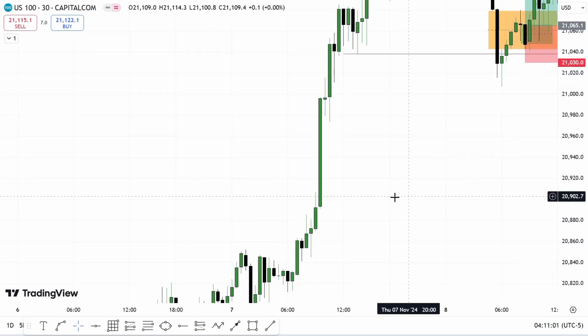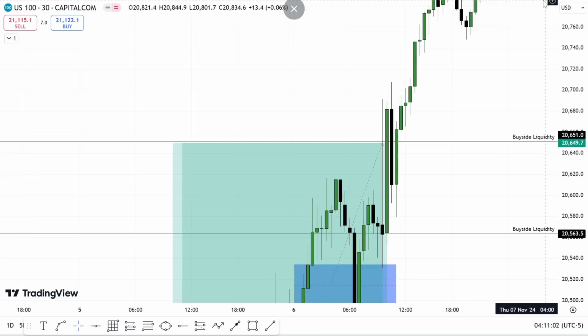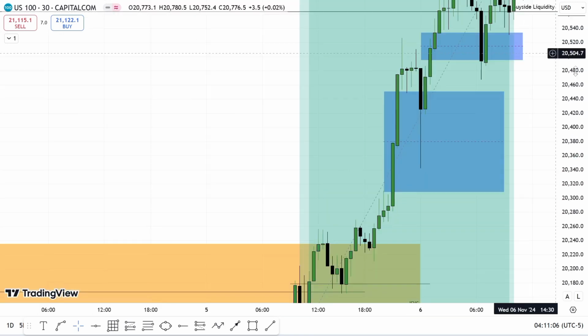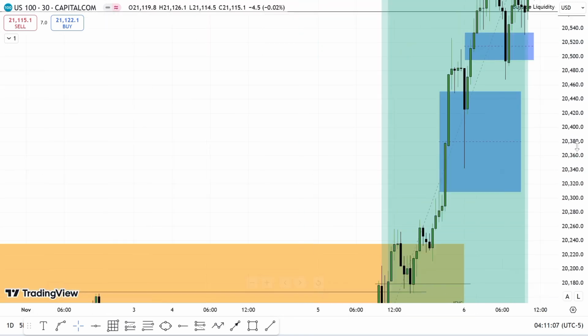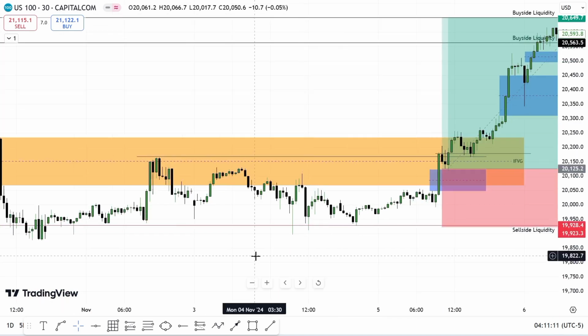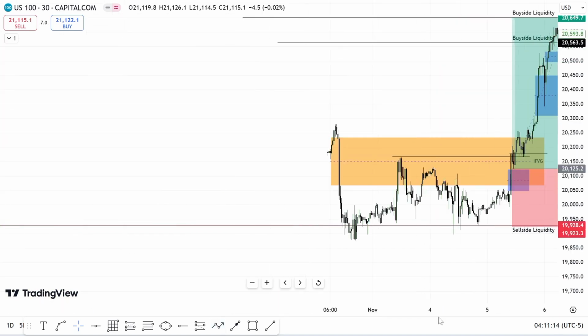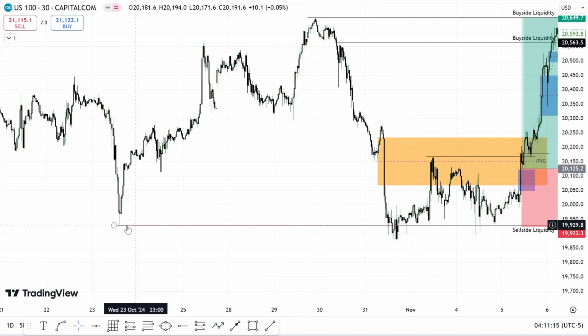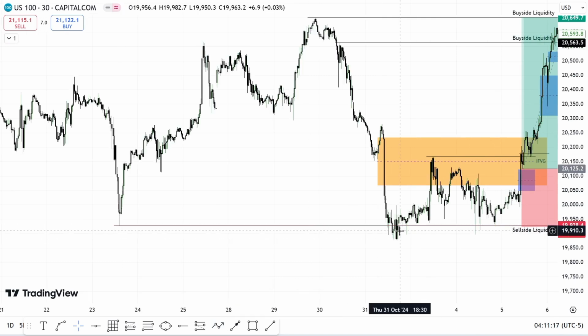Then same thing here. Let me zoom. Same thing here. You look at this, price has taken this sell side liquidity. You're not interested in taking any sells, because just at this point here, there is always a potential reversal.